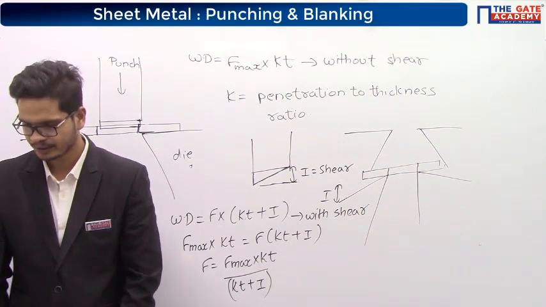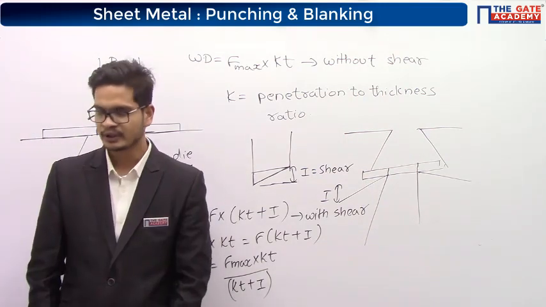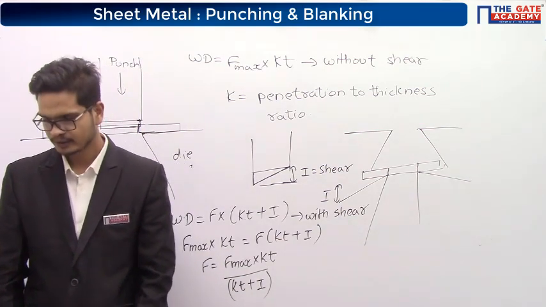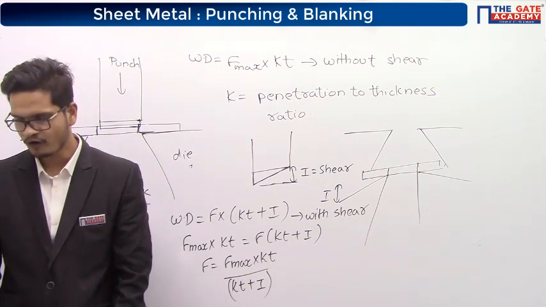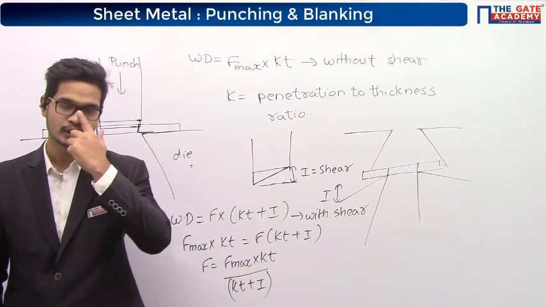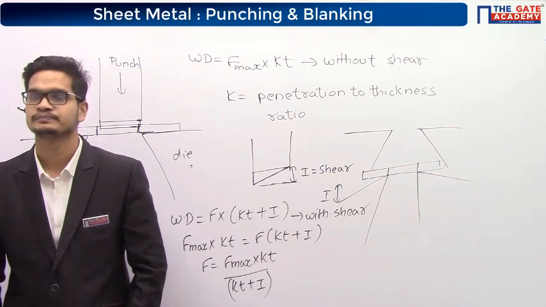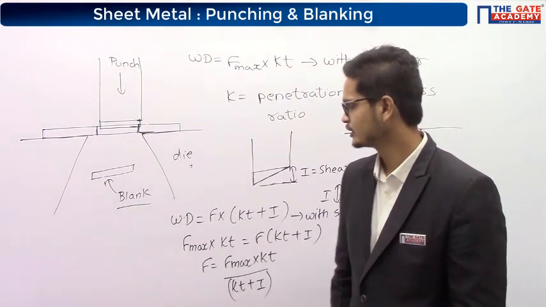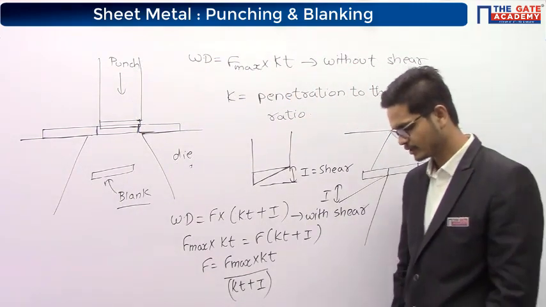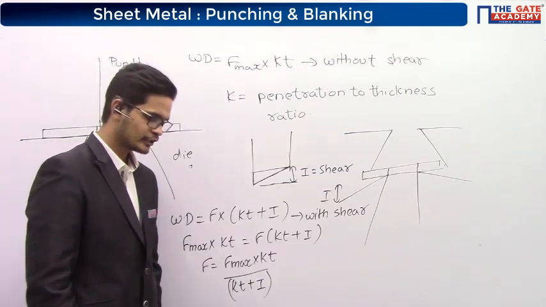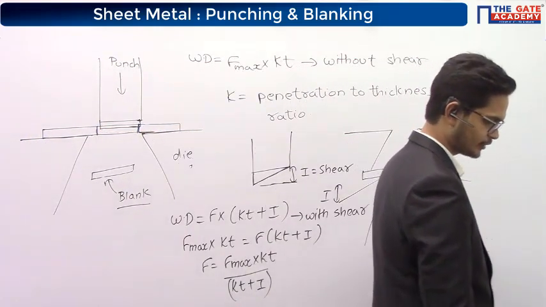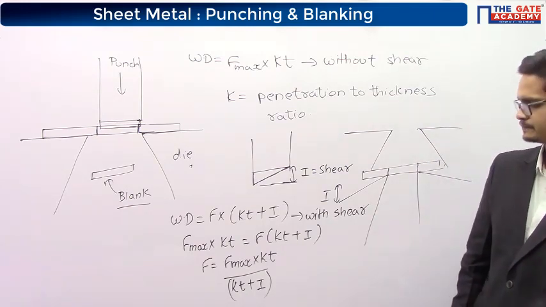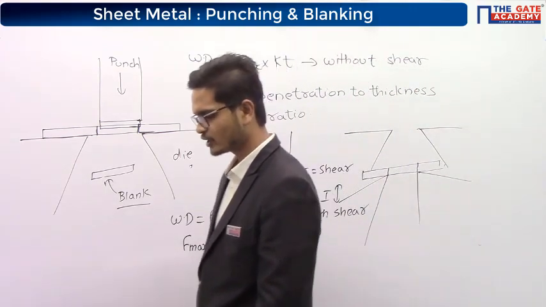Please write down a question. This GATE PI 2004 question. The question is, a hole of 40 mm diameter. Wait. Saurav is asking me to dictate the reason. Okay, please write down. The work done with shear will be equal to the work done without shear.